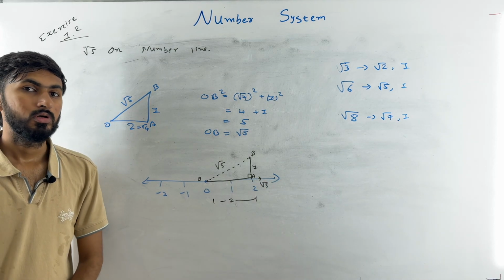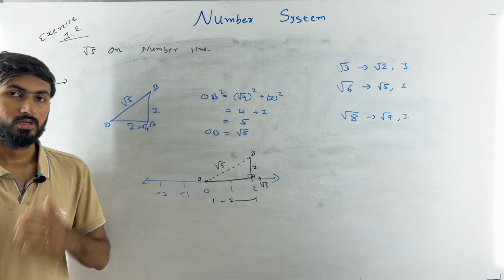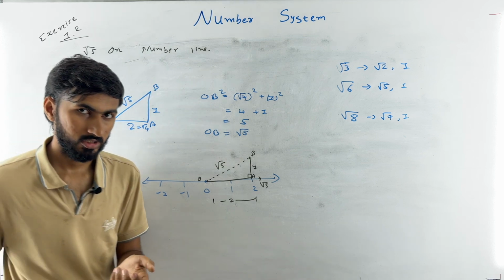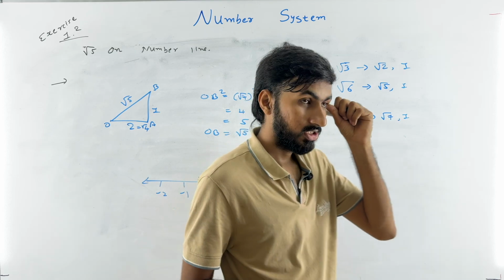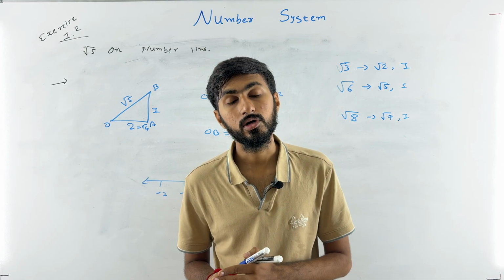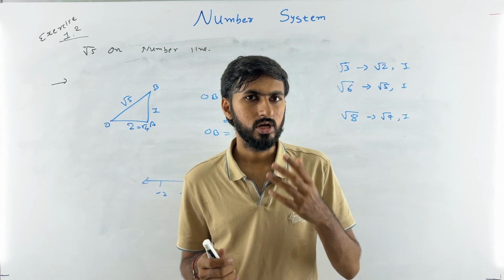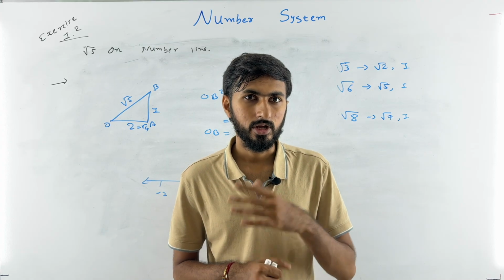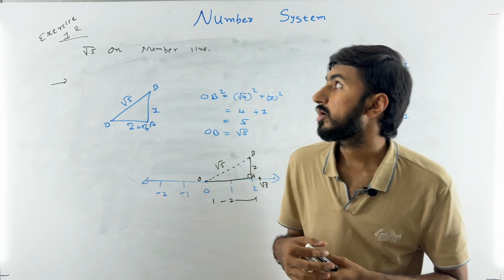Now for the next part, we will see how to represent decimals in the form of p by q, and the theory of terminating and non-terminating digits, how to find an irrational number between 2 points and all this stuff, and also the next exercise 1.3.